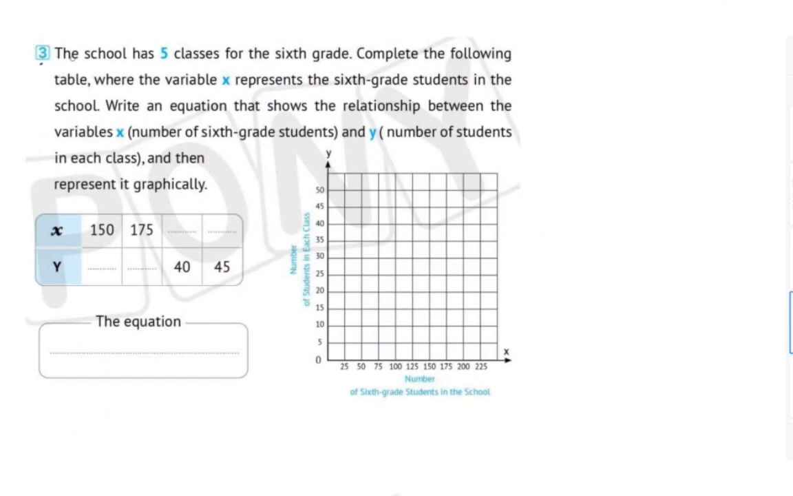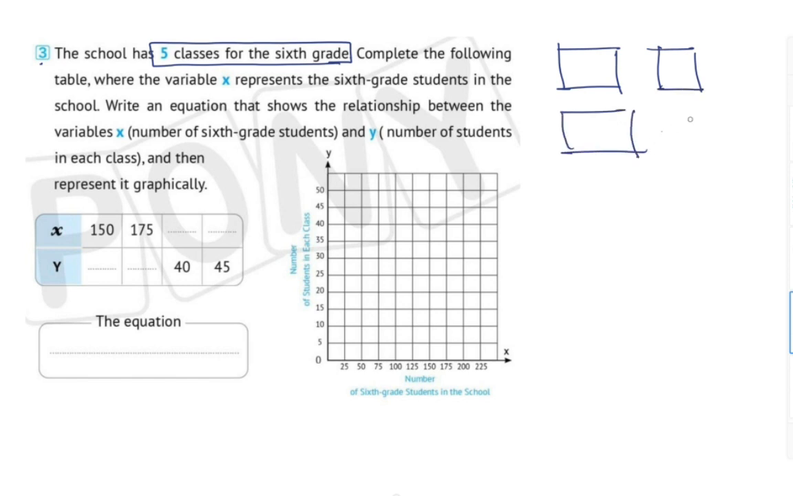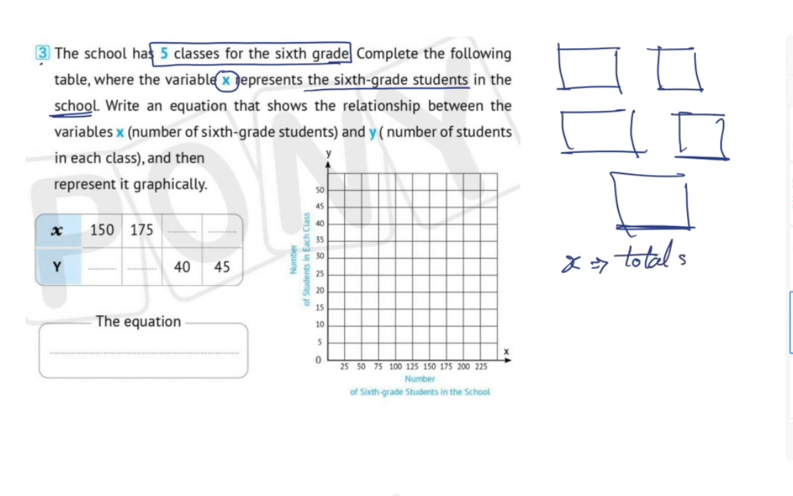Last question, question 3. The school has 5 classes for 6th grade. You have 5 classes for 6th grade. Complete the following table. You have how many classes? 1, 2, 3, 4, 5 classes. Okay, now use X as the number of 6th grade students in the school. All the students for the 5 classes is X. So don't forget, X represents the total students.